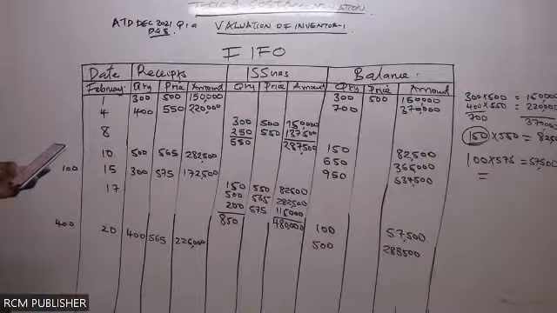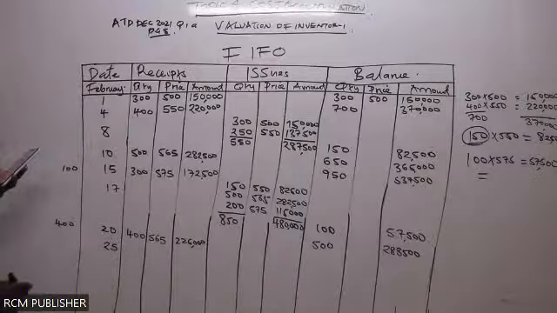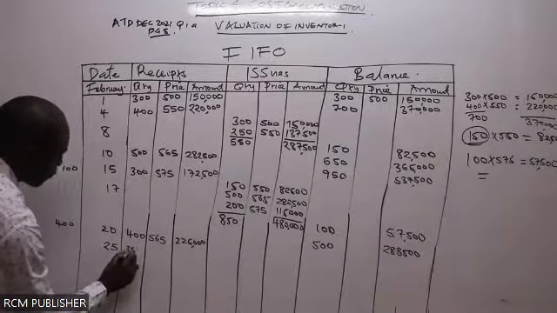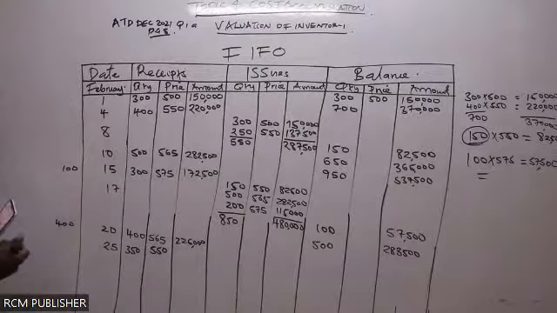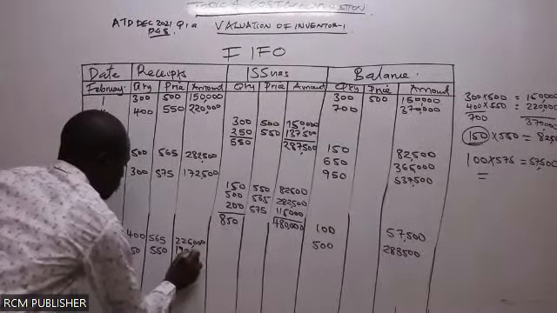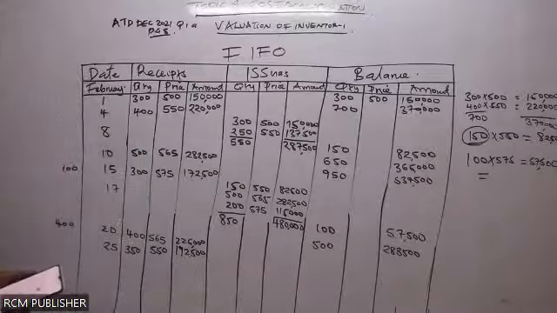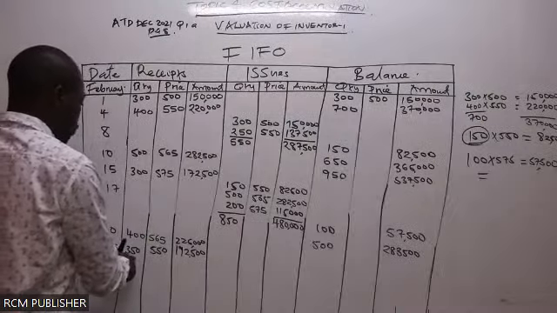From 20th, the immediate date is 25th. So I come to 25th. They're bringing in some goods. Of what quantity? 350 at 550. Can someone give me the value? 350 at 550? 192,500. Now, in terms of quantity, I've brought in 350.